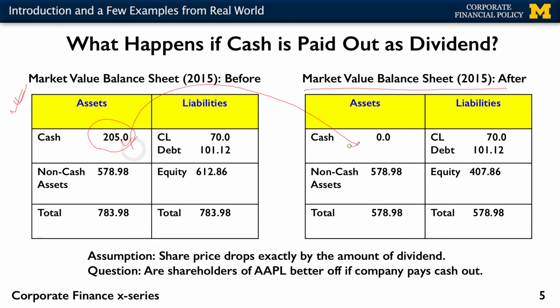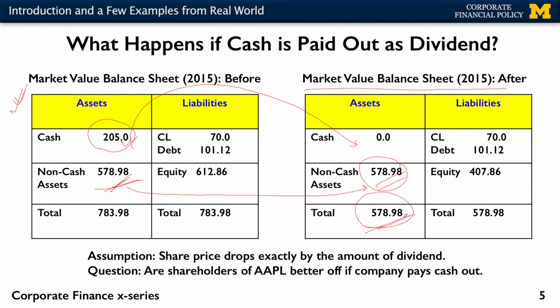The cash balance now goes down to zero, right? This has been paid out. But as long as nothing changes in the iPad, iPhone, and the Mac computer enterprise, then this value remains the same. If nothing changes, whether Apple pays cash as dividend or not, if the enterprise value based on iPhone, iPad, and so on remains the same, then this 578.98 is exactly 578.98 here, giving me a total market value after the payout of 578.98, right?